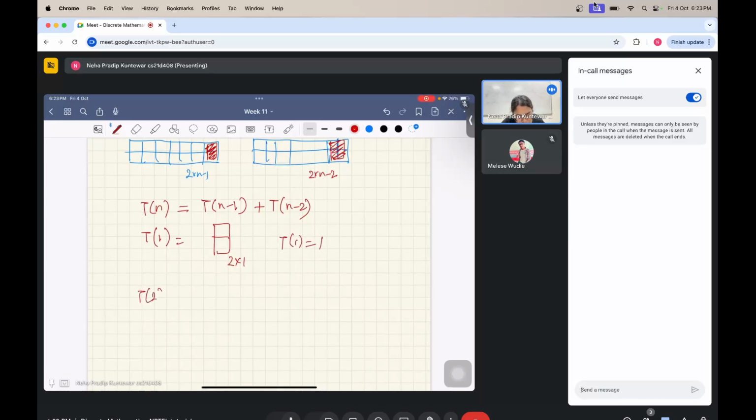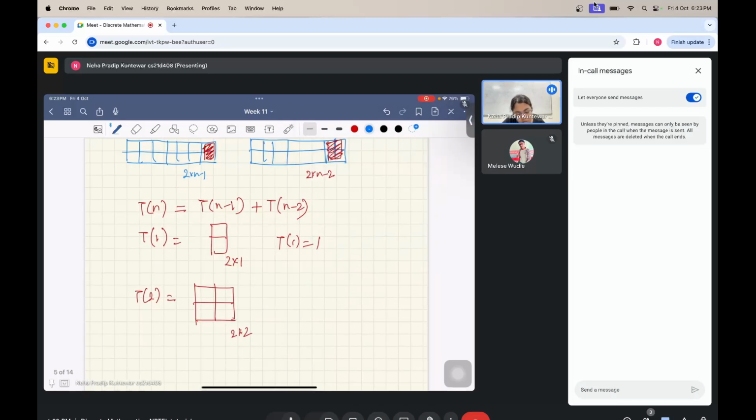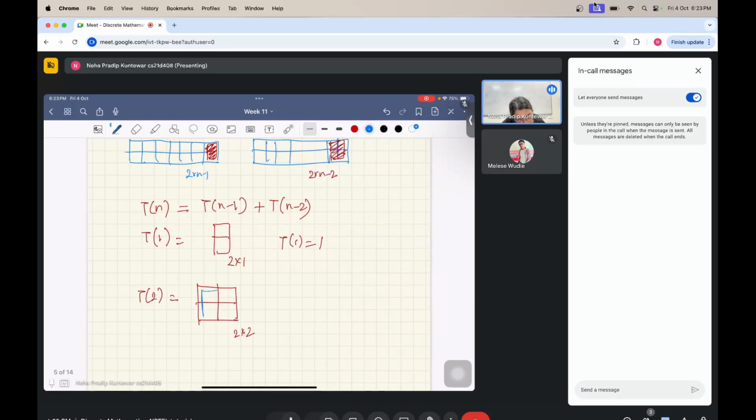Now let's look at what is T of 2. This is a 2x2 checkerboard and you want to find the total number of ways in which you can do the tiling. One thing you could do is place your square tile here, that will cover all the 4 squares, and that is one way of doing that. The other way is you place your 2x1 tile here, that will cover the 2 squares, then you place your 2x1 tile here, that will cover your 2 squares.